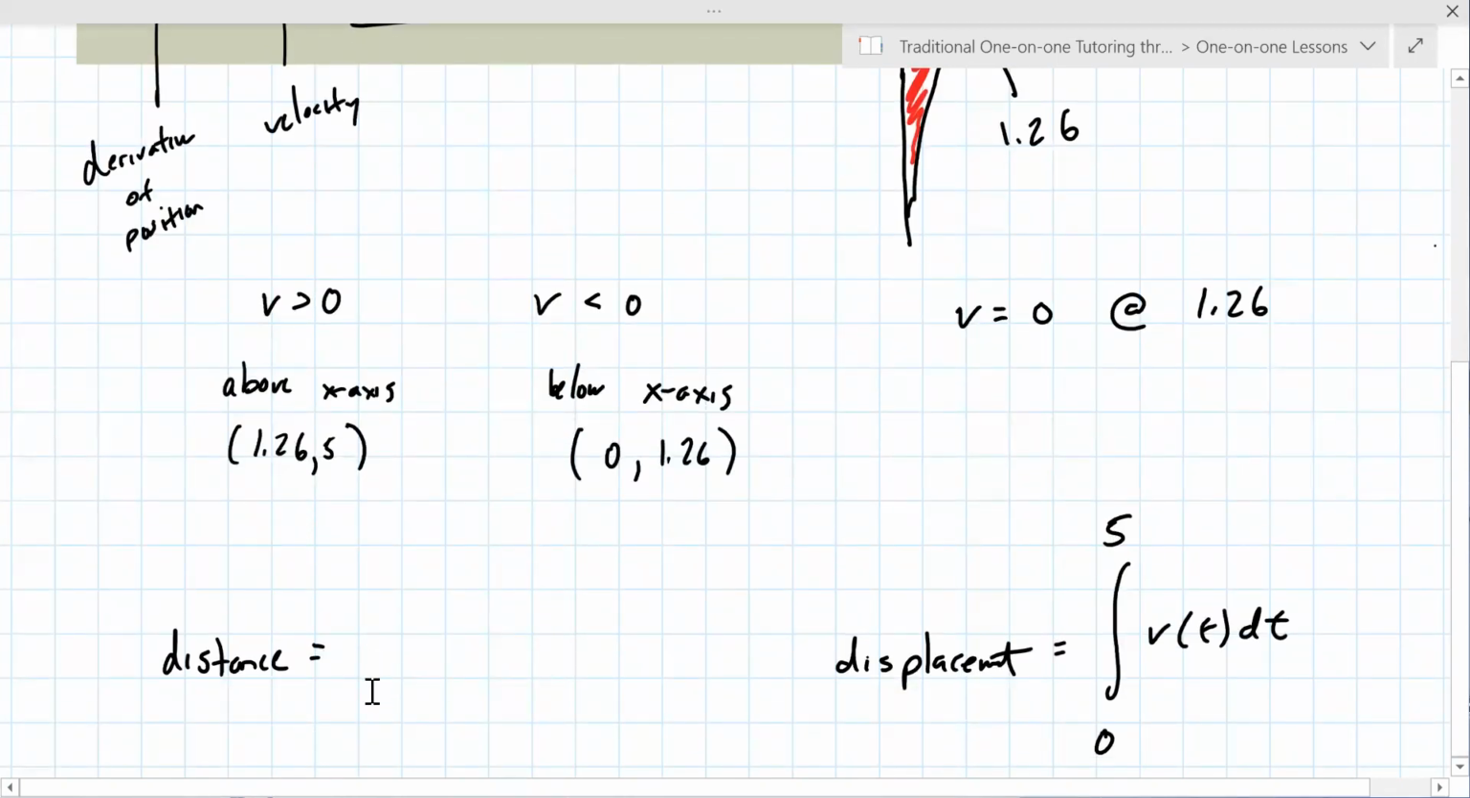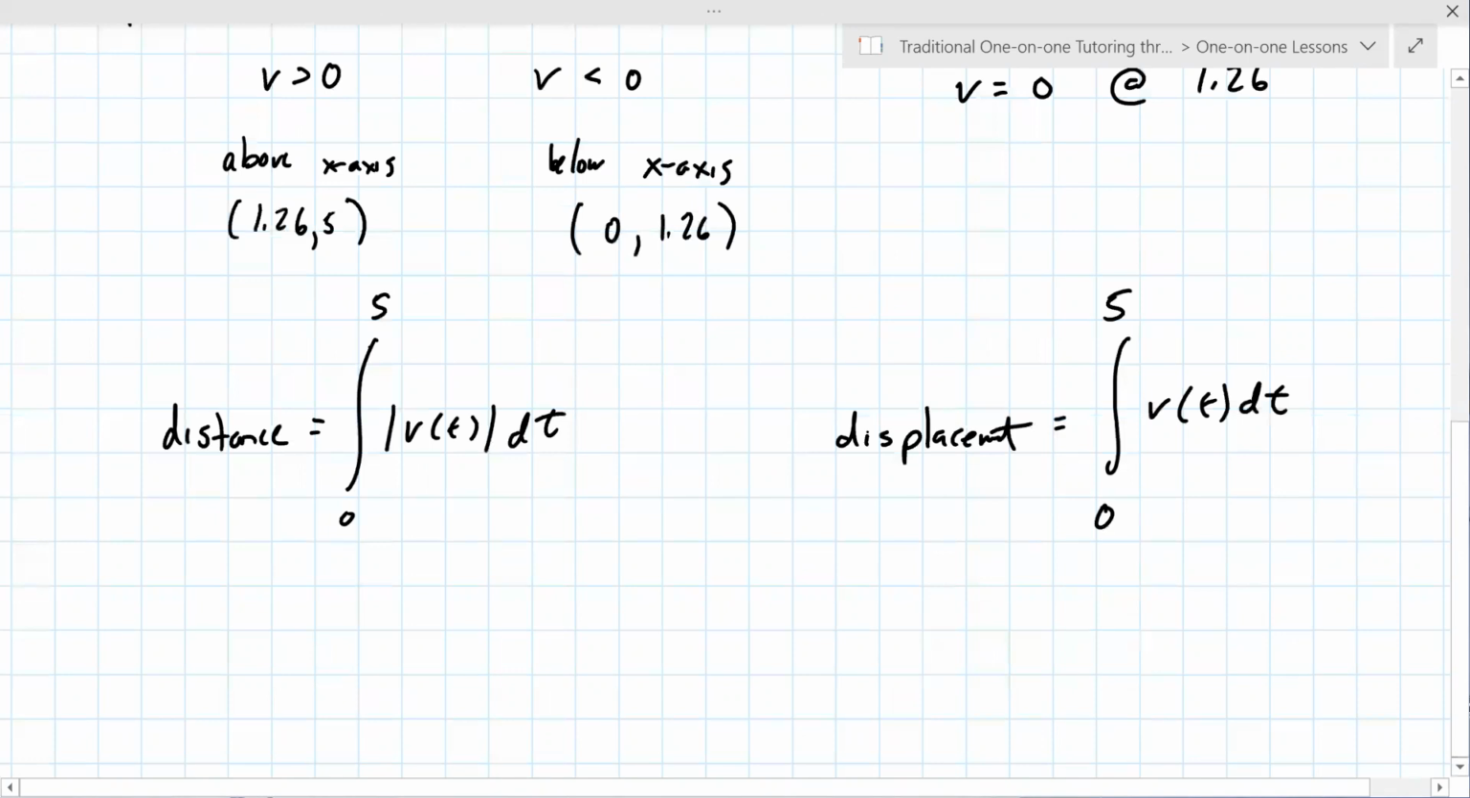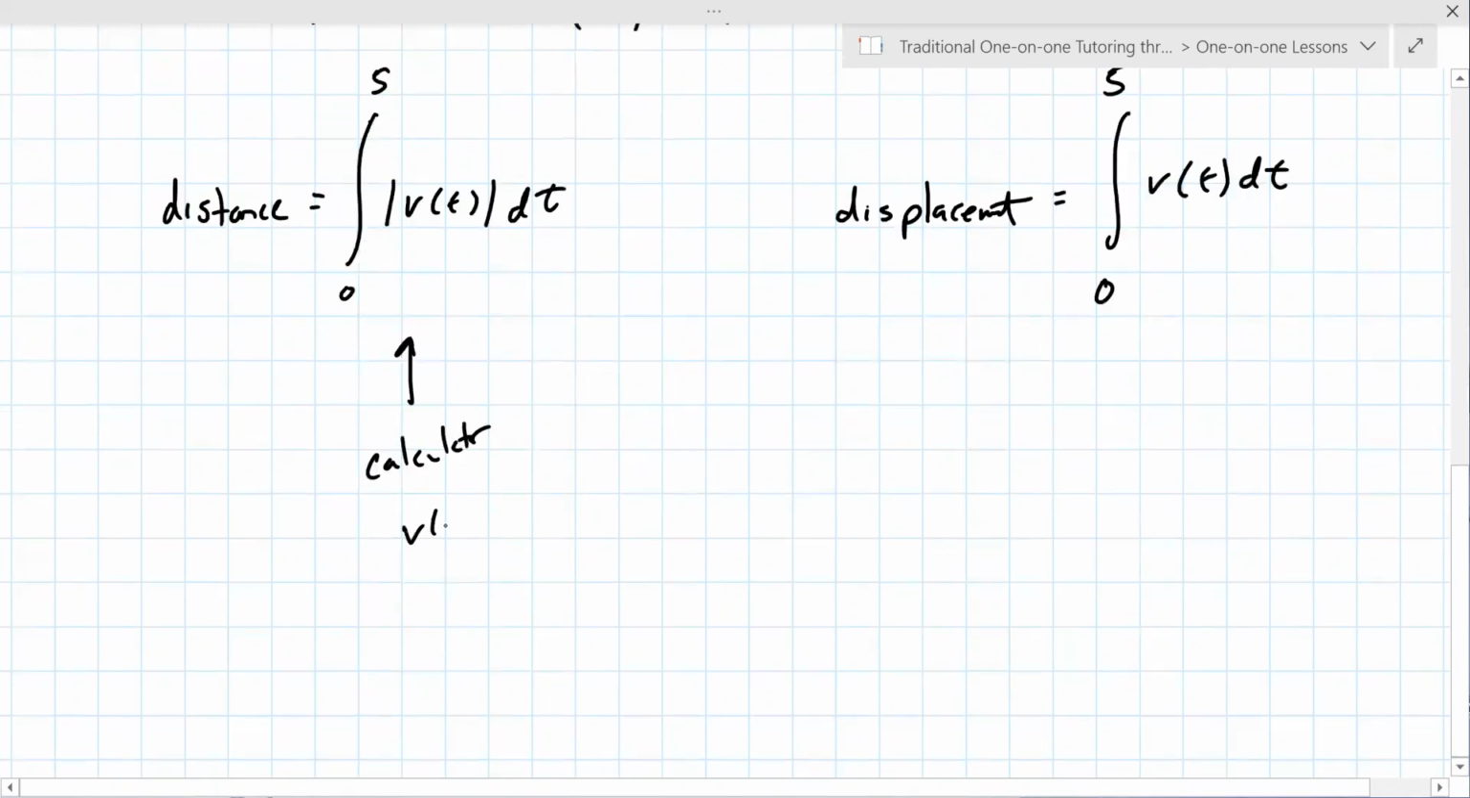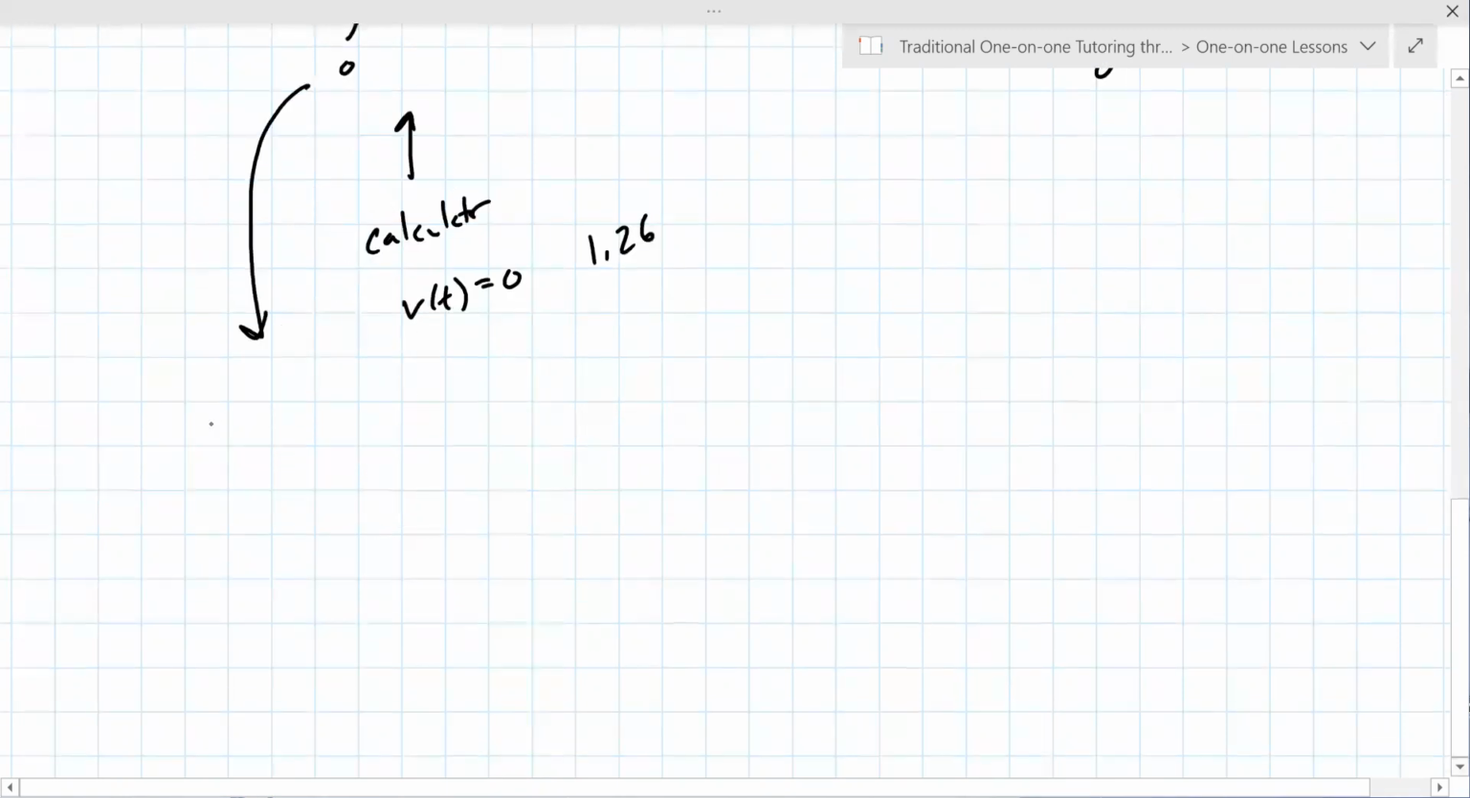Is it just 1.26 to 5? No, more generally, it's the integral of the absolute value of v of t. And this only works when you're using a calculator. When you actually have to do this by hand, you have to figure out where v of t equals 0, which we know is at 1.26. So there's two integrals: one from 0 to 1.26 of v of t, and then an integral from 1.26 to 5 of v of t.